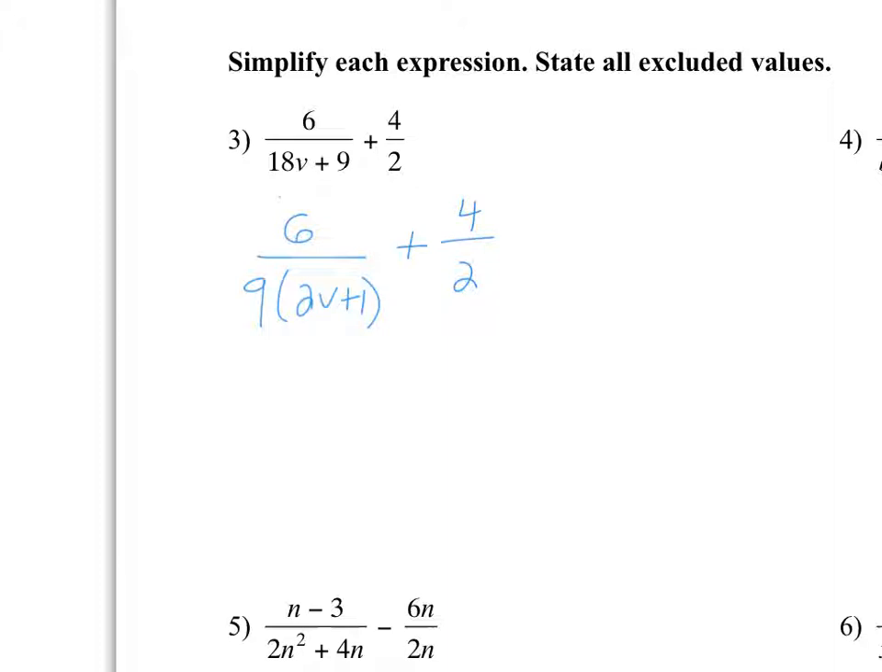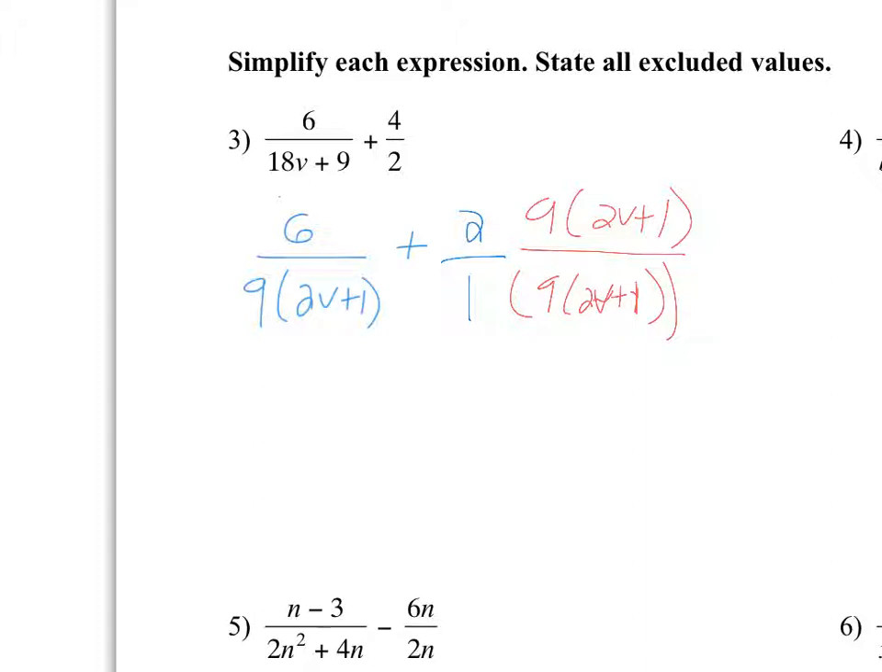Let's see. Oh, hey, we can even go back and get rid of this 4 over 2, because that's just going to be 2 over 1. 4 divided by 2 is the same as 2 over 1. And then I can easily get a common denominator if I take that 9 times 2v plus 1 and multiply it here. 9 times 2v plus 1, v plus 1, over 9 times 2v plus 1.